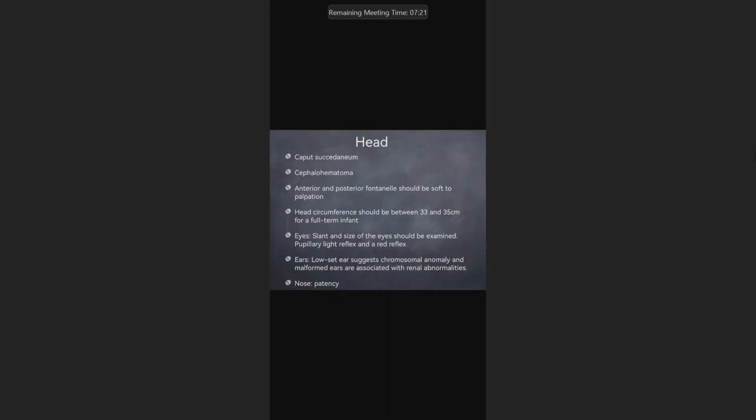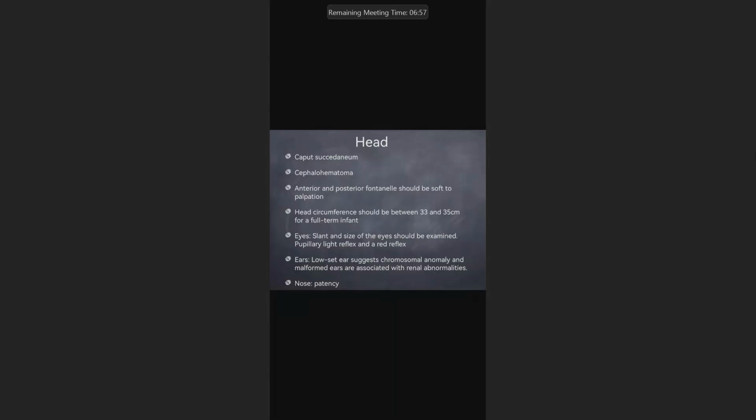For the head, we note the caput and the cephalhematoma. The difference between the two is that the caput is usually midline and it crosses the midline, so it can involve both hemispheres. Unlike the cephalhematoma, it is confined usually to one hemisphere, and it doesn't cross the midline.